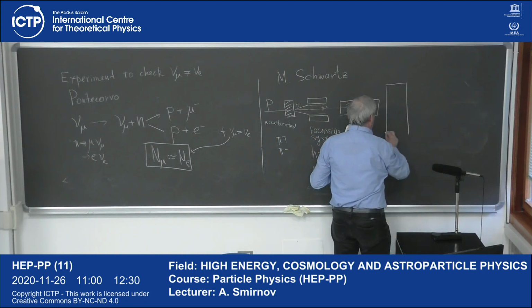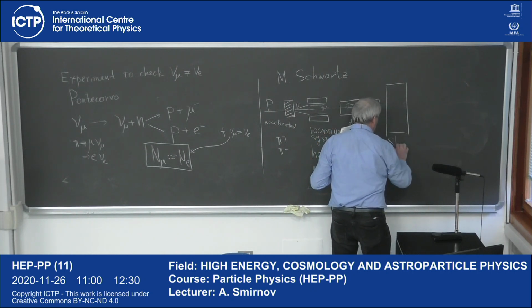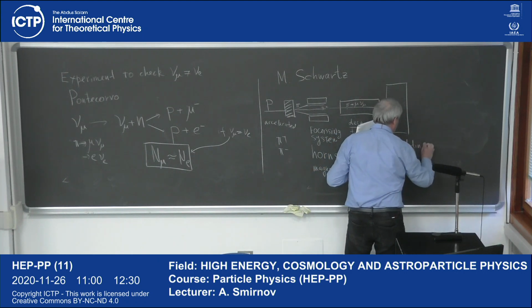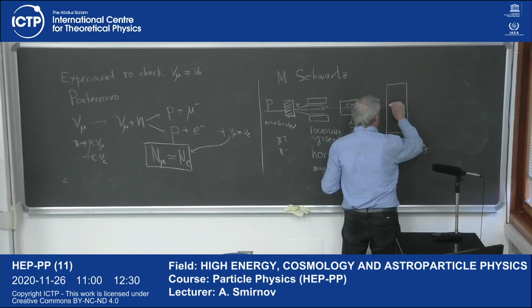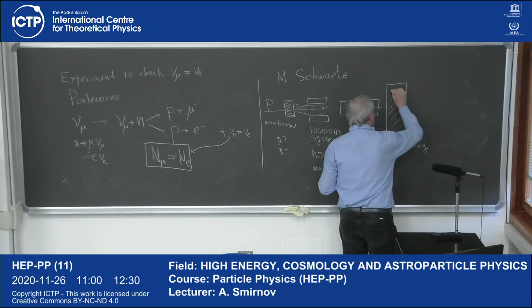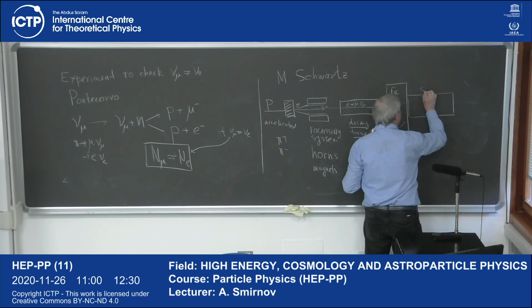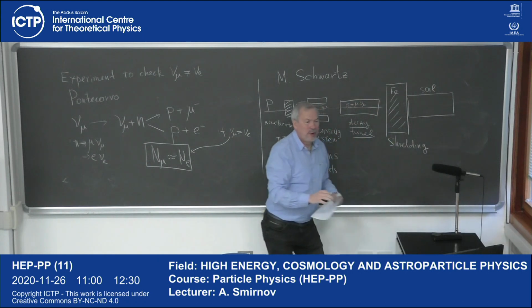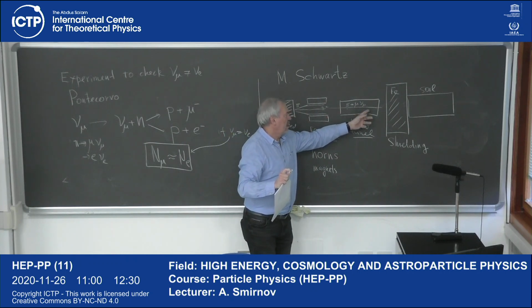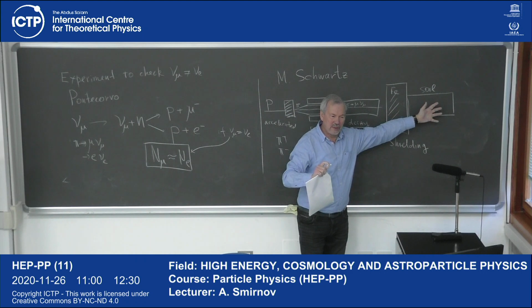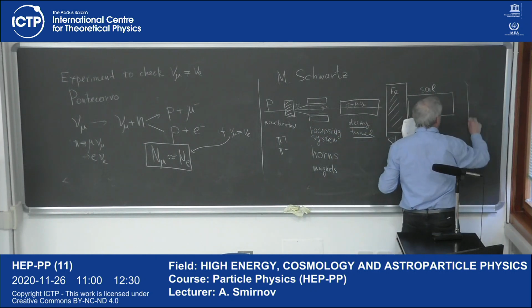Then experimentalists put here absorption systems of shielding. The idea is to absorb all the particles but neutrinos. So sometimes it is iron plates, and then a large amount of soil. So usually you have one hole in which you are producing pions which then decay, and somewhere in remote space you have another hole in which you put the detector.